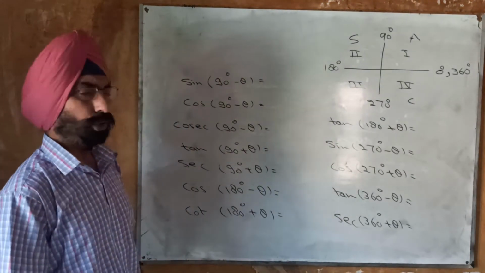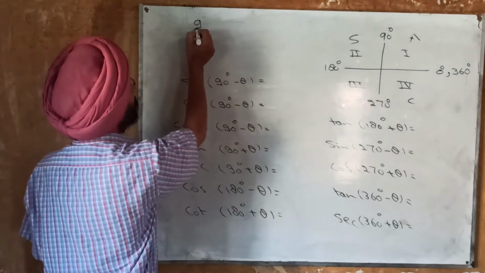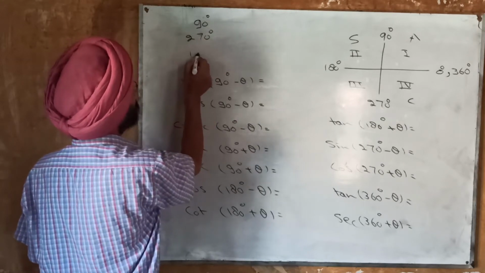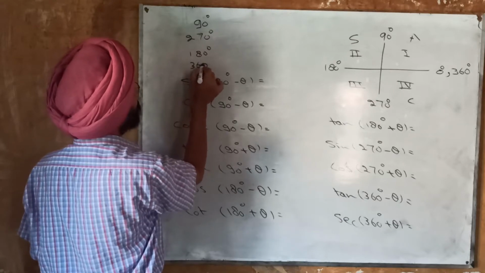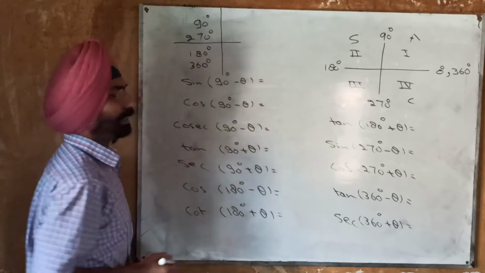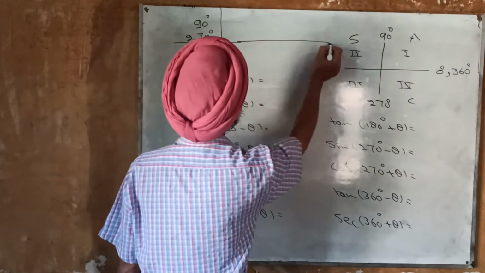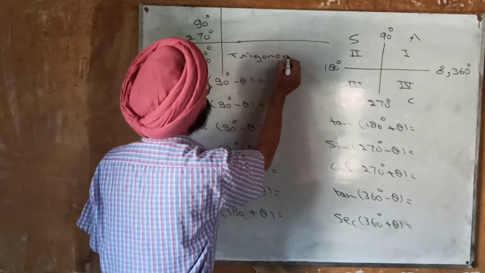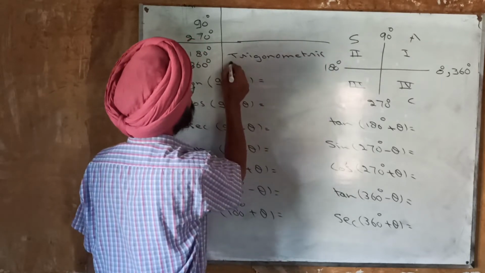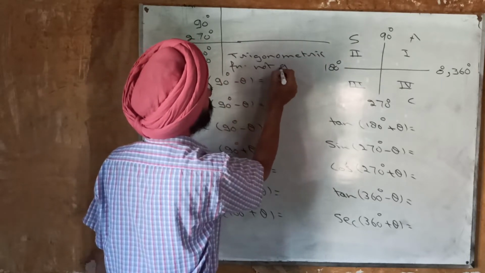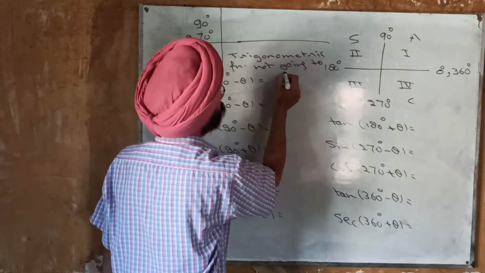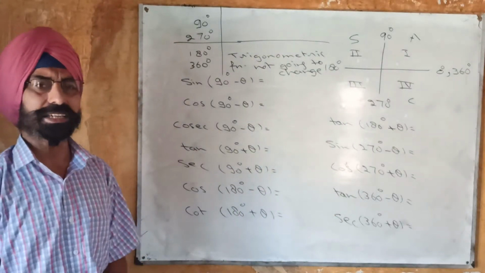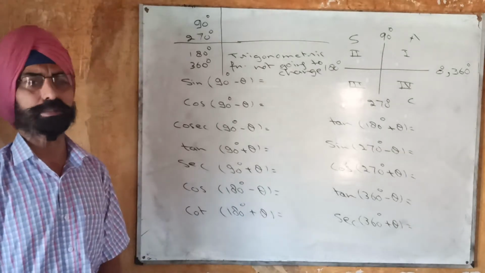Secondly, you have to keep in mind that when there is 90 or 270 and when there is 180 or 360, these are two different cases. When there is 180 or 360, the trigonometric function is not going to change. If it was sine, then it will remain sine. If it is tan, it will remain tan. If it is cosecant, it will remain cosecant.